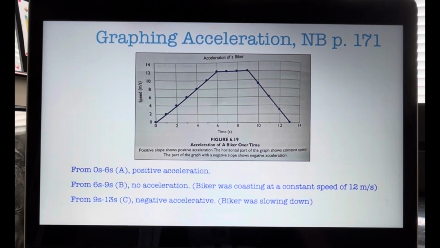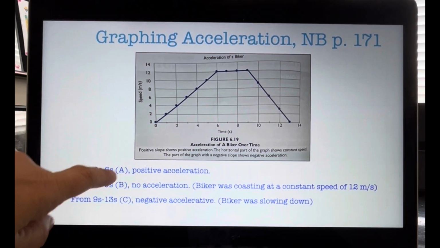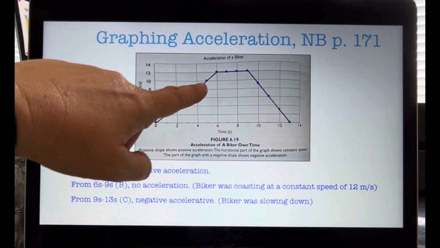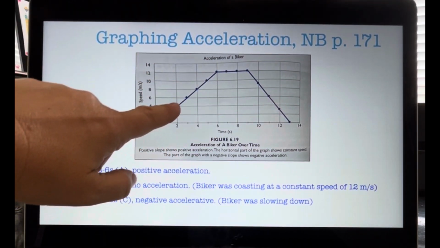All right, so let's look at this. Notice the positive acceleration indicated by the slope of the line from 0 seconds to 6 seconds. So from 0 seconds to 6 seconds, from here to here, we have a positive slope.